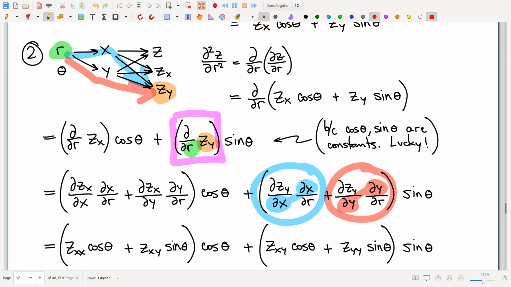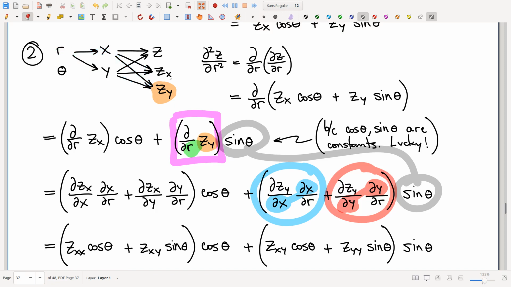And, of course, constant sine theta, multiplicative constants come along for the ride as multiplicative constants do. Everybody okay? Everybody following me? So, again, notice the big trick here.